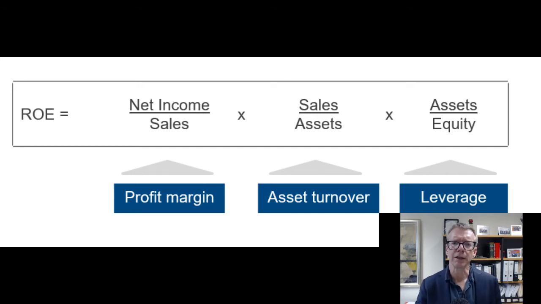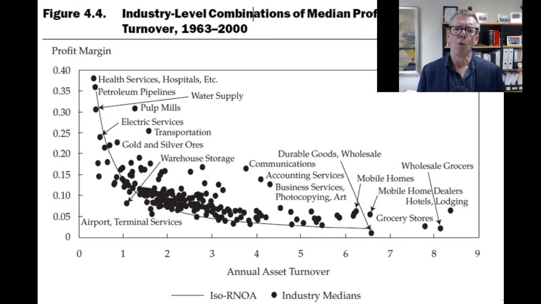And finally, leverage, assets divided by equity, tells us about the way in which the firm is financed. We know that there is typically a trade-off between profit margins and asset turnover, and that it can be difficult for well-performing firms to increase both measures simultaneously.